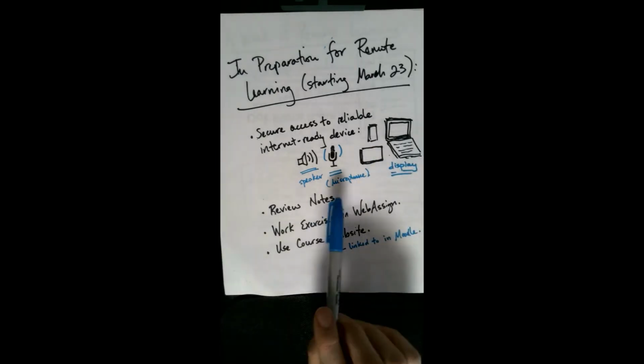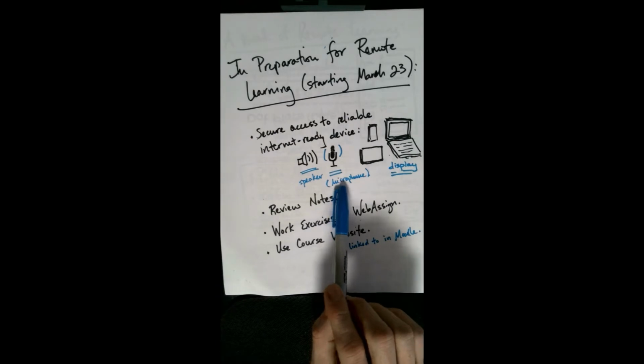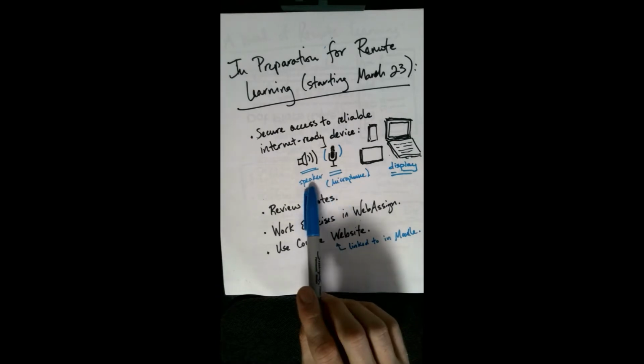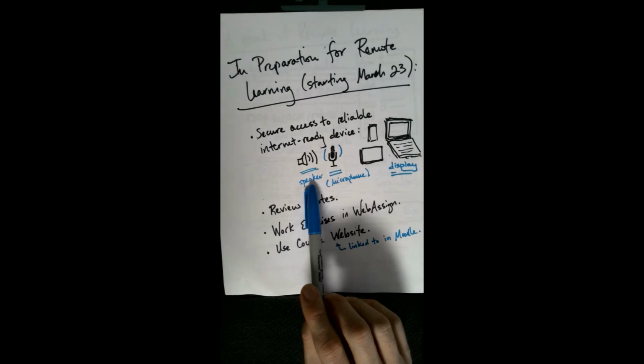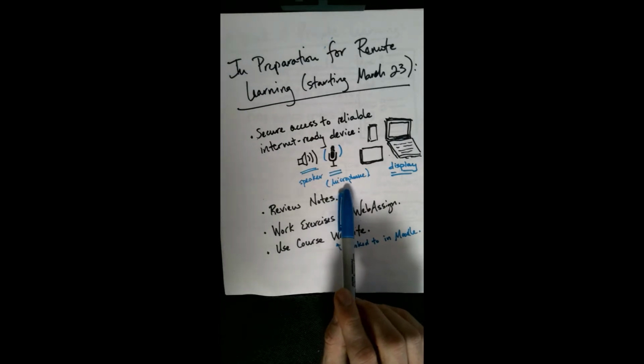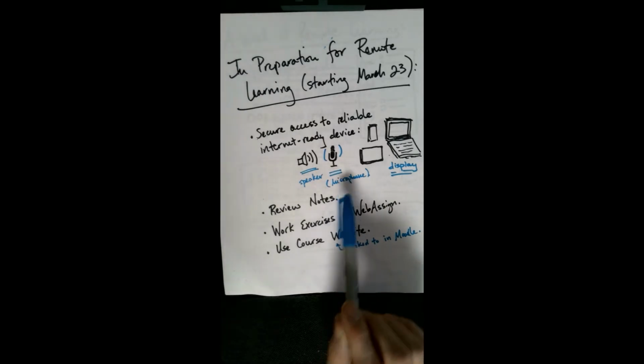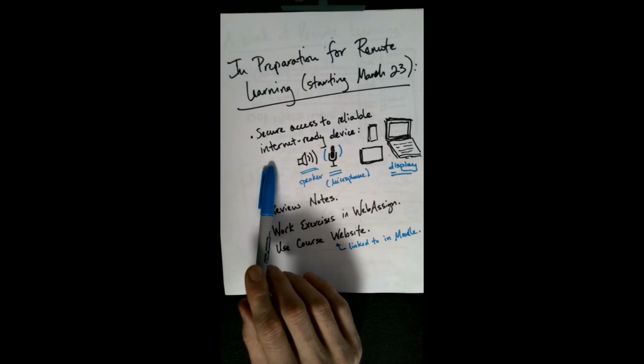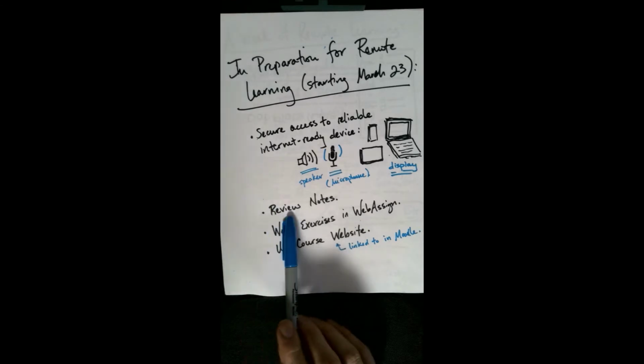Ideally, the device would also have a microphone as well, whereas the speaker is going to allow you to hear what's being said in any video that might be assigned to you, or hear what's being said by your professor directly in class or office hours. The microphone is going to allow you to interact with your professor during class and office hours, allow you to get your questions answered.